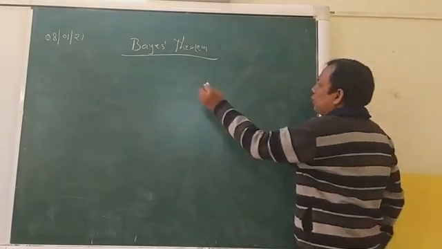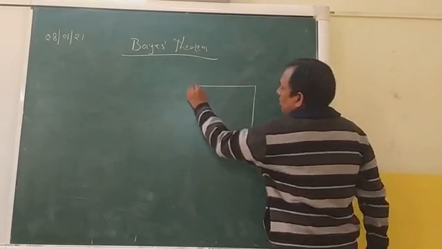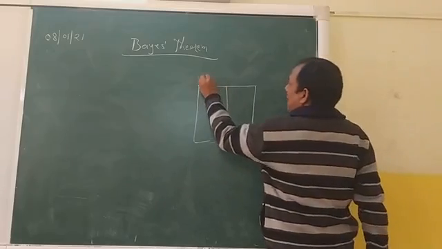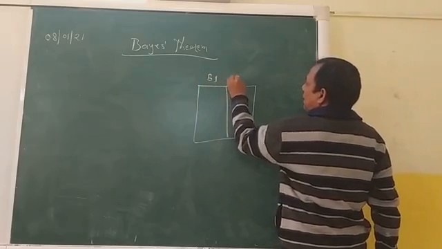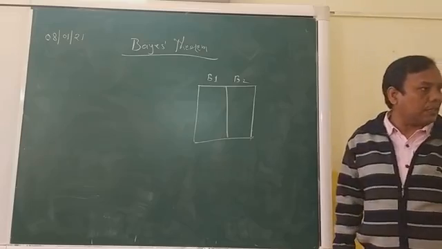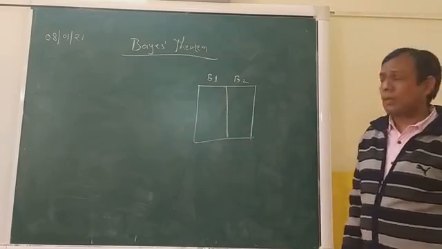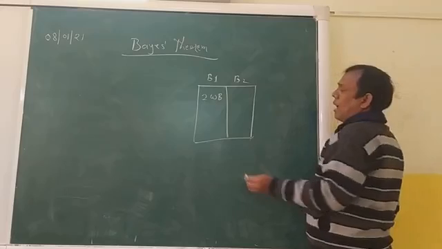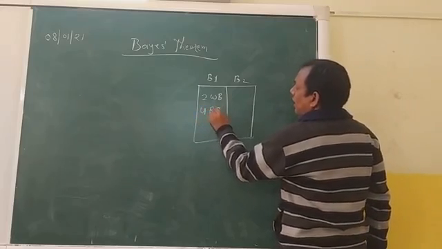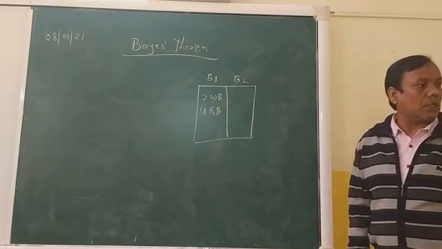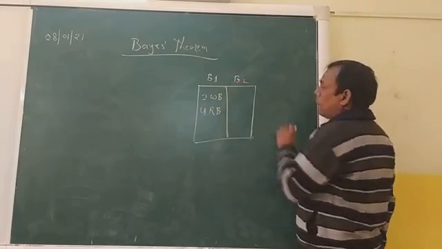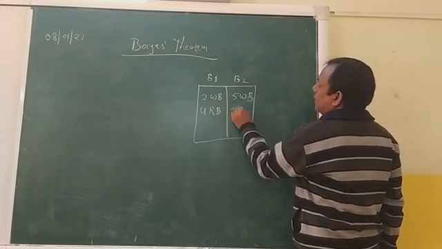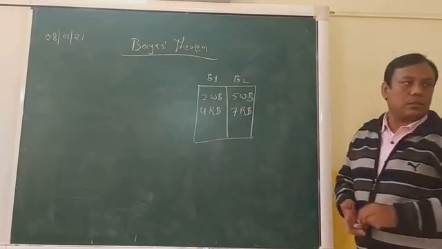See, suppose two bags are there. Bag 1, bag 2. In bag 1, two white balls and 4 red balls are there. Okay? And in bag 2, 5 white balls and 7 red balls are there. Got it?